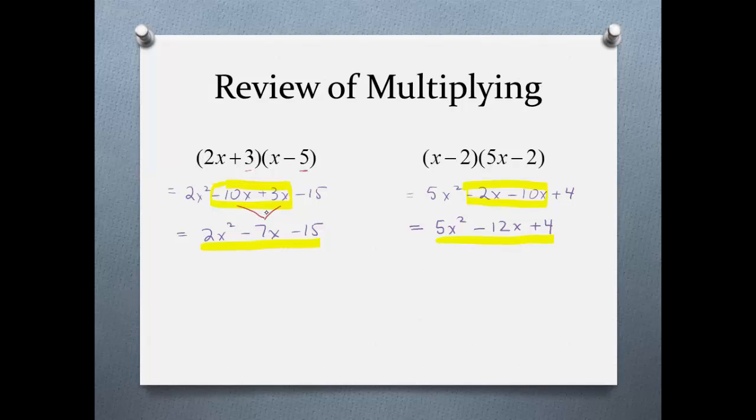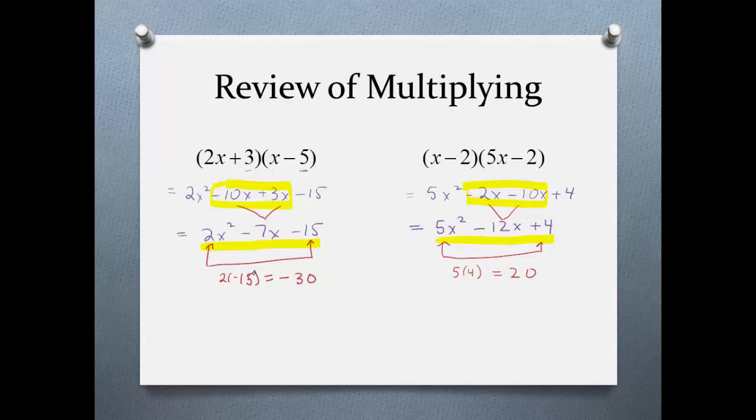The pattern I want you to notice is that when you multiply the negative 10 and the positive 3, you get negative 30. That's the same as when you multiply 2 times negative 15, which equals negative 30. Same thing here. When you add these two together, negative 2 and negative 10, you get negative 12. But when you multiply those, you get the same thing as when you multiply 5 times 4.